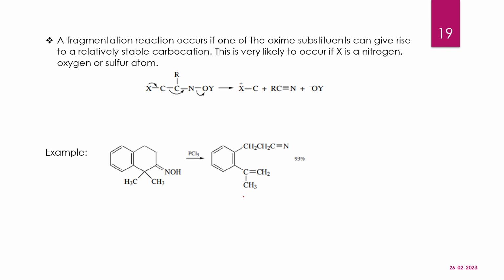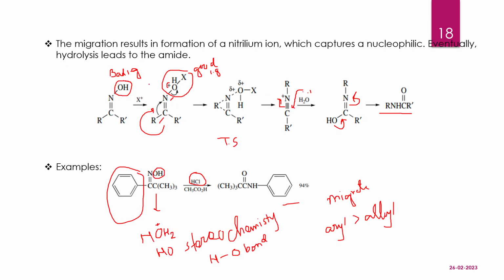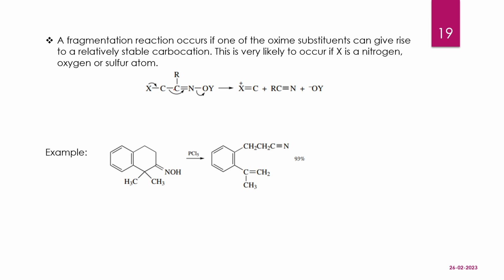A fragmentation reaction occurs if one of the oxime substituents can give rise to a relatively stable carbocation, and this is very likely to occur if the X is a nitrogen, oxygen, or sulfur atom. So what are they saying? Usually we have seen a migration of the R group from carbon to nitrogen atom. But here the group will not migrate; this bond will get broken, and the leaving group will get removed from the system.